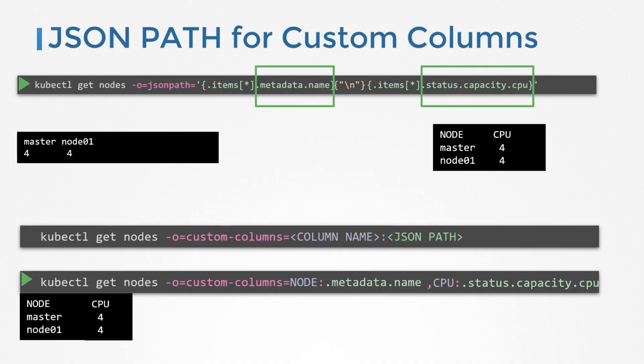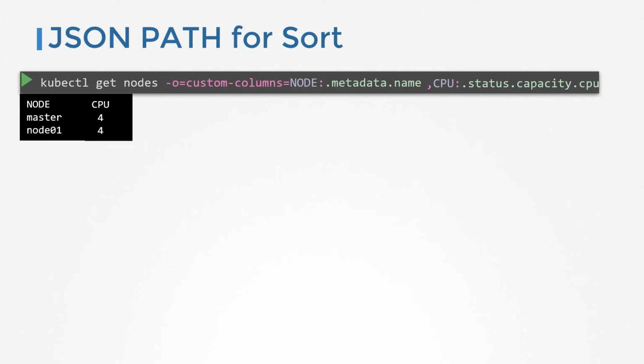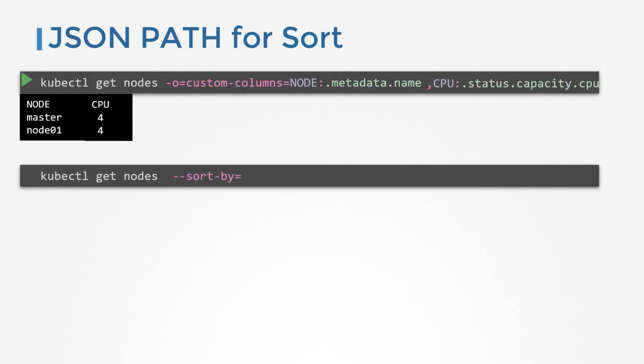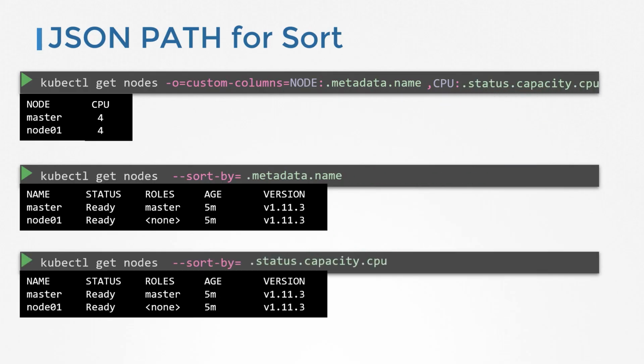Again, for this too, I would recommend first coming up with the JSON path queries for each column and then putting them together in the command. Finally, JSON path can also be used while sorting objects by specifying the sort-by option. The kubectl command comes with a sort-by option where you can sort the output based on the value of a property from the JSON formatted properties of each item. When you run the kubectl get nodes command, specify the JSON path query we developed earlier as is in the sort-by option to sort based on name or CPU count.